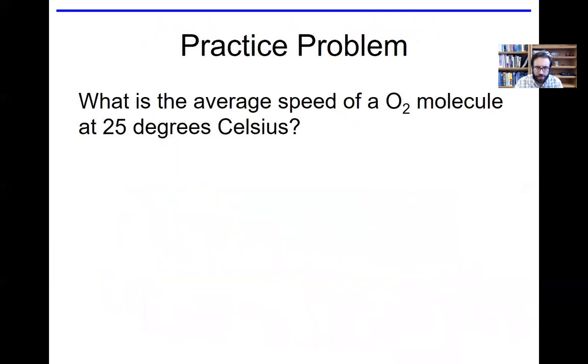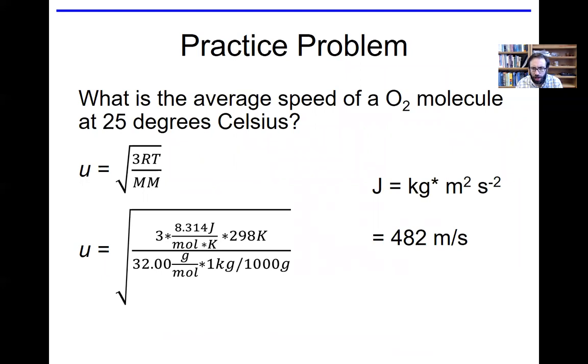Now let's do this practice problem, where we're asked, what is the average speed of an oxygen molecule at 25 degrees C? We're just going to plug it into our equation: mu equals the square root of 3RT over the molar mass. Remember we have to use the 8.314 version of the ideal gas constant, joules per mole Kelvin, and absolute temperature. So converting from 25C into Kelvin, 25 plus 273 equals 298.